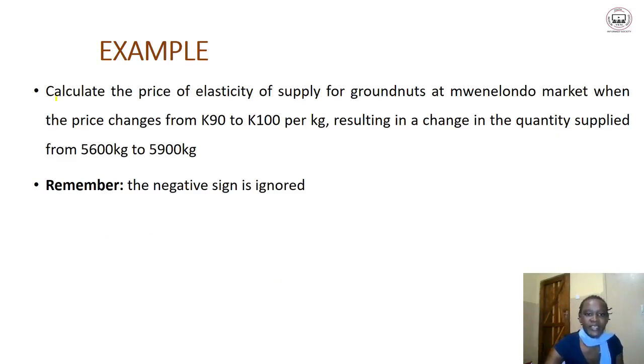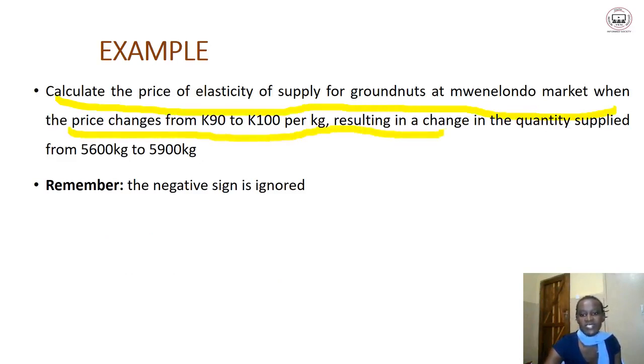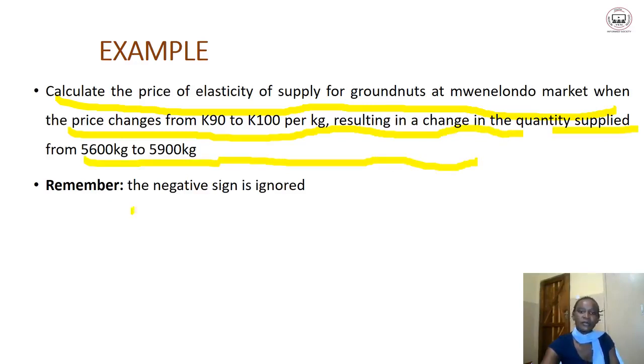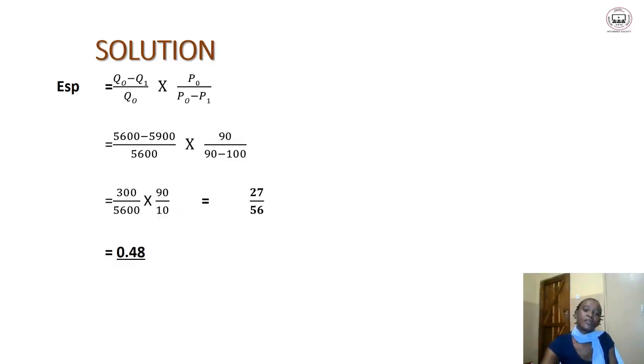We have an example here. Calculate the price elasticity of supply for groundnut at Mwinelondo market when the price changes from 90 kwacha to 100 kwacha per kg, resulting in a change in the quantity supplied from 5,600 kgs to 5,900 kgs. Remember to ignore the negative sign if you find one when calculating price elasticity of supply as well. So here is the solution.